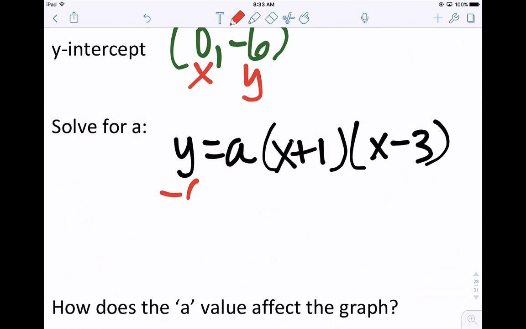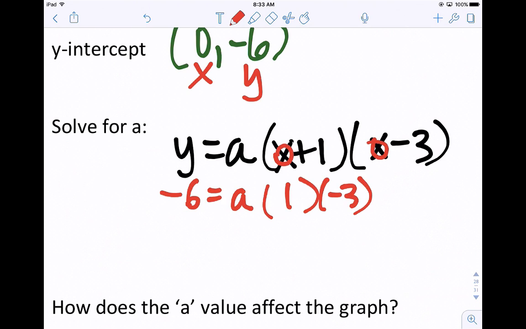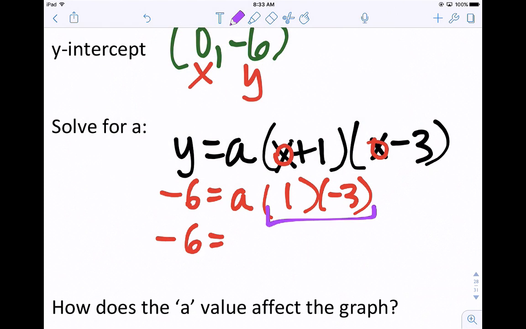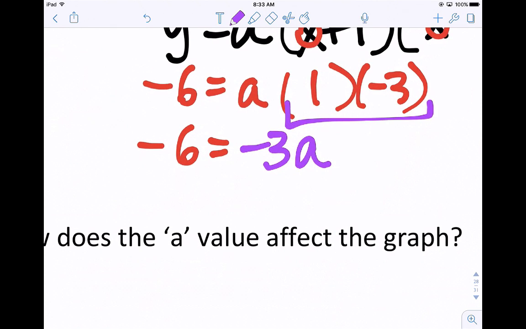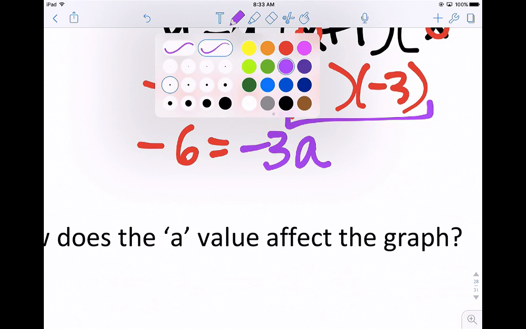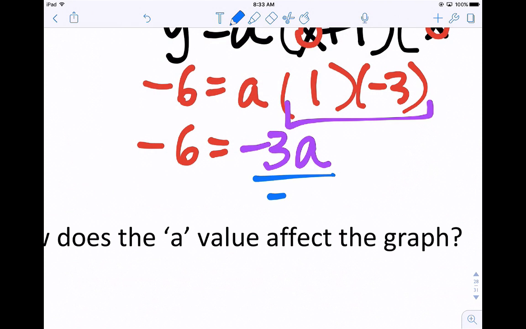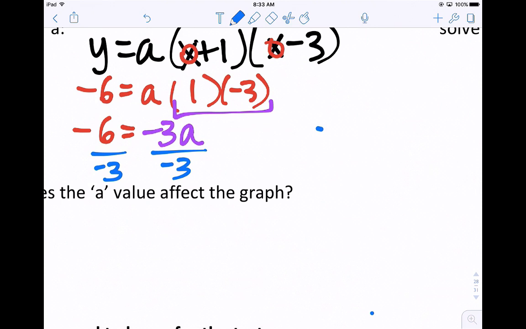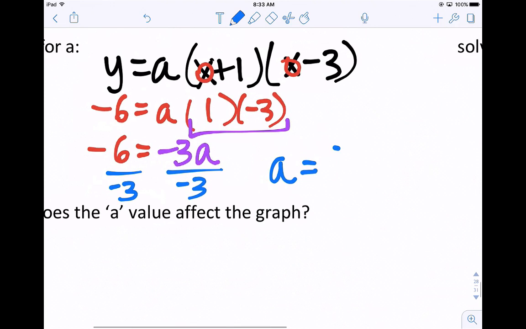So we have -6 equals a. And remember, these x's are zeros. So we have 1 times -3. So we have -6 equals, I'll multiply here. -3 times 1 is -3. And you have that a. And again, we're solving. So to get rid of the -3, if it's being multiplied, we will divide by -3. And so here a is going to be +2.